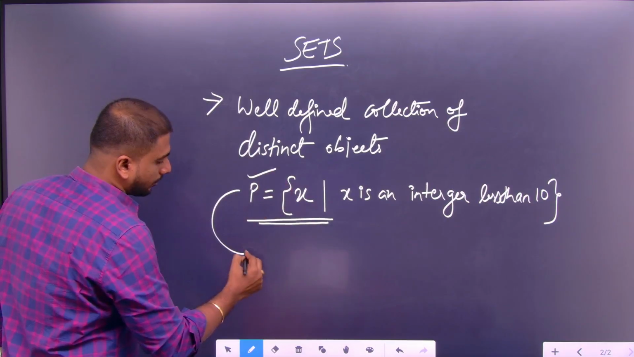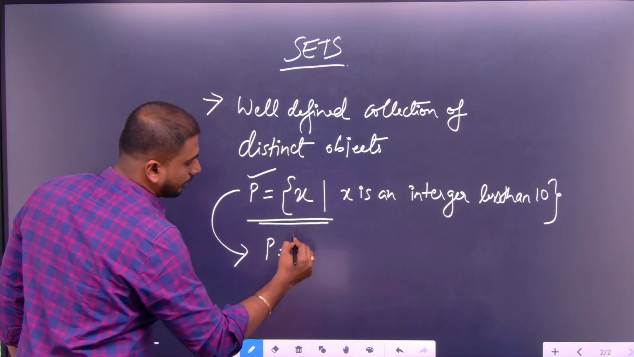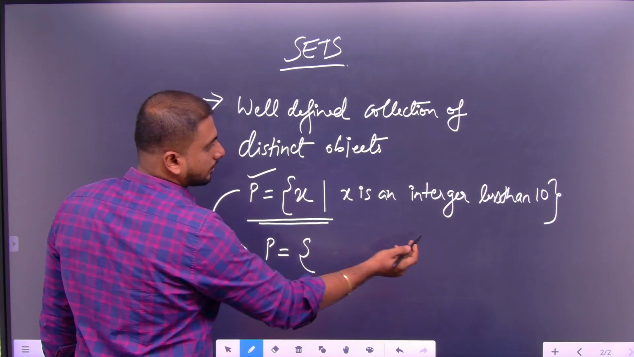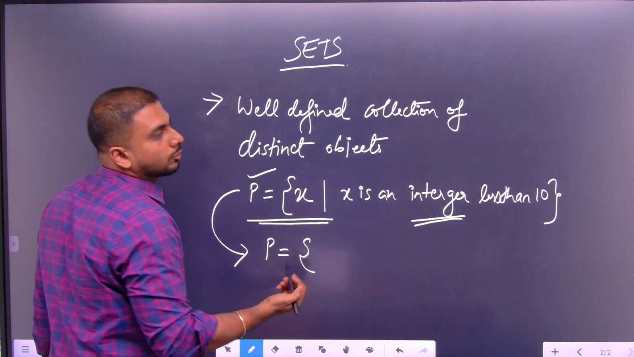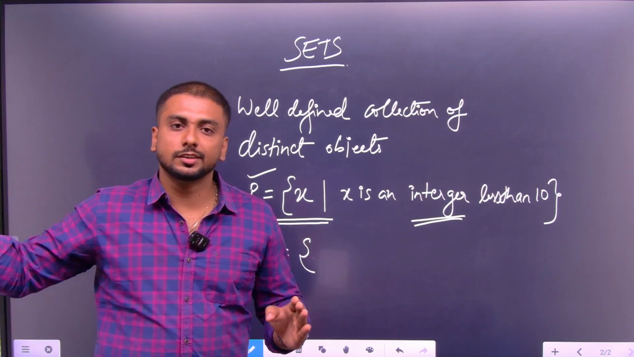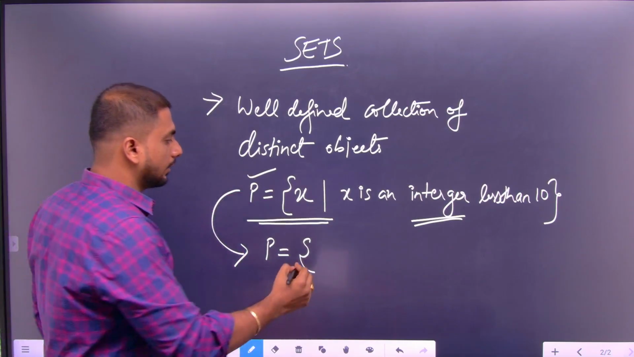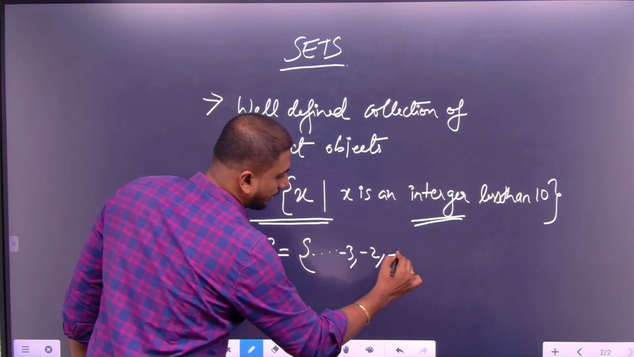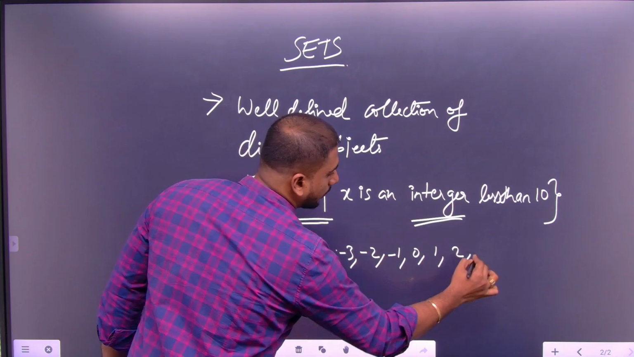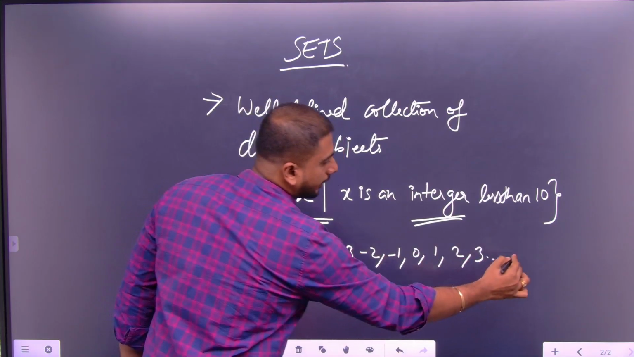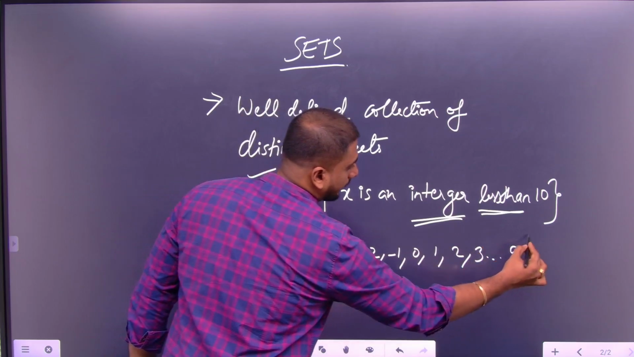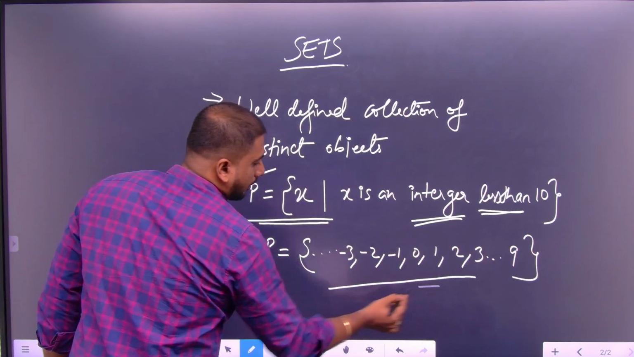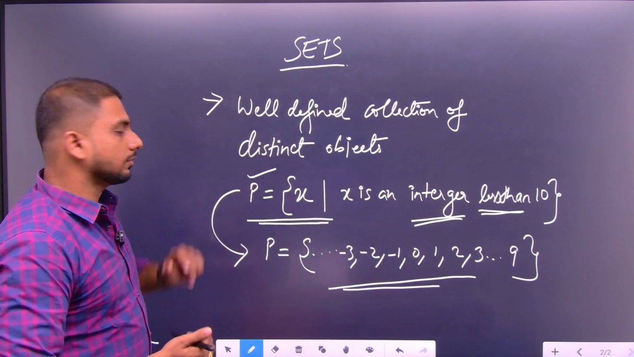Now, how will I convert it into a roster form? That will be P is equal to, starting from, because it's an integer that is less than 10, the number line will move towards negative infinity as well. So there will be n number of elements up to -3, -2, -1, 0, 1, 2, 3, up to 9, as it is mentioned less than 10. So this is the roster form of this builder form statement.